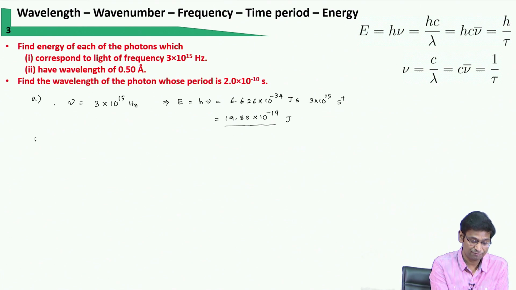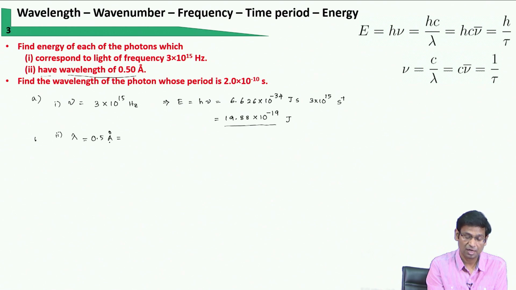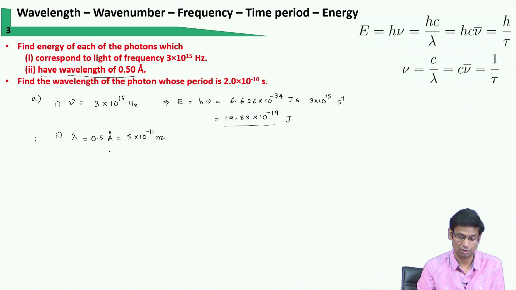Now, this is the first bit of the question. The second: if the photon has a wavelength of 0.5 angstrom. In this question, instead of giving nu, the problem gives us the wavelength, lambda, 0.5 angstrom. We know that 1 angstrom is 10 to the power minus 10 meter. Therefore, I can express this in meters, and this is 5 into 10 to the power minus 11 meter. Now, what will be the energy?